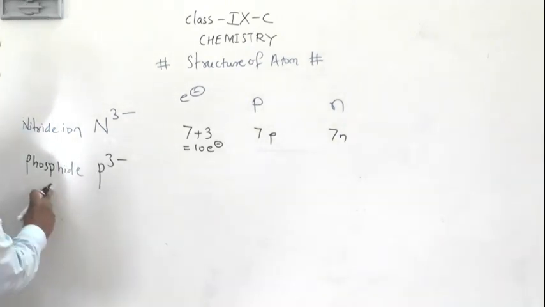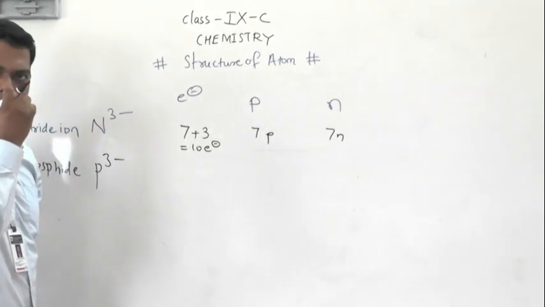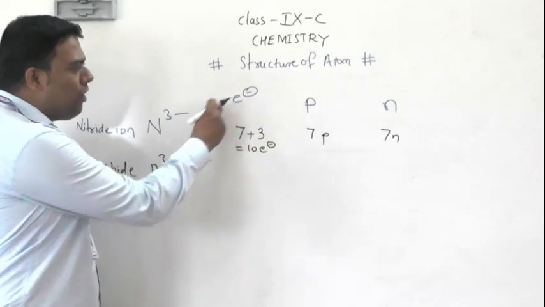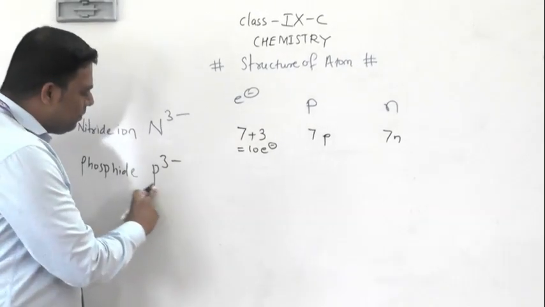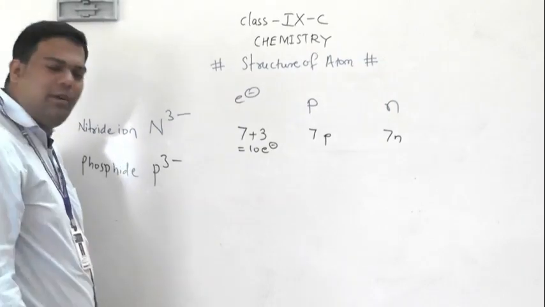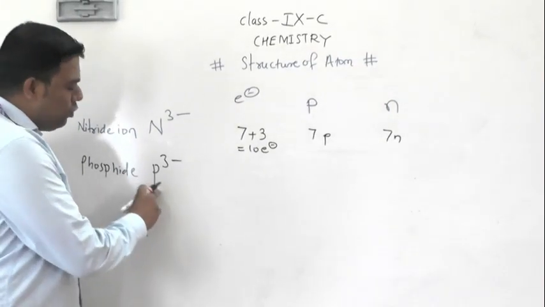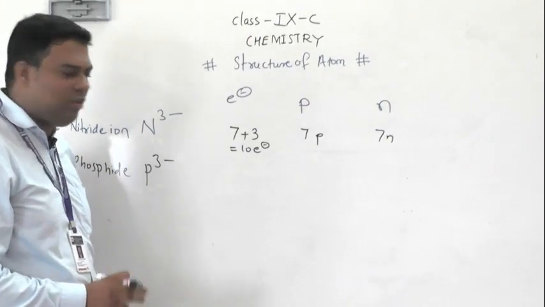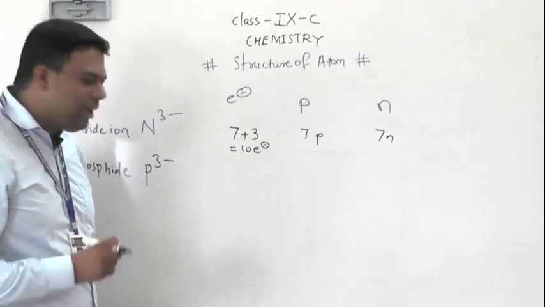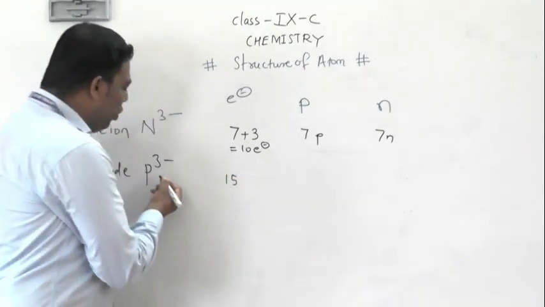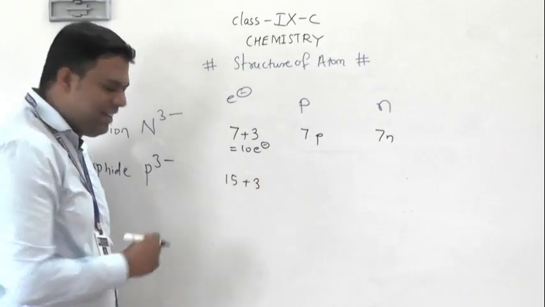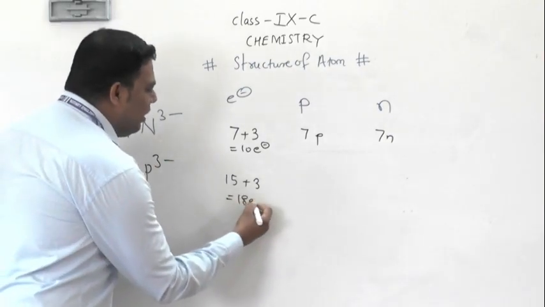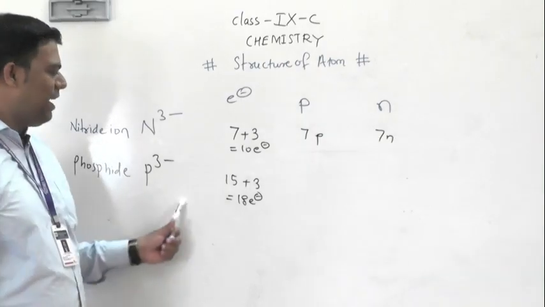Okay, so now see phosphide ion, P3 minus. From the P3 minus we are going to calculate electrons. Phosphorus atomic number, how much? Yes, 15. You must know the atomic numbers up to at least atomic number 20. So here minus 3 becomes plus 3. So how much? Yes, 18 electrons present in your P3 minus.